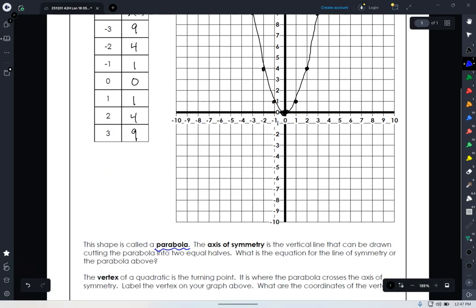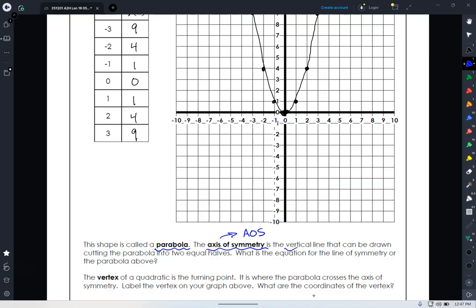And so where our fold line is what we call the axis of symmetry. I'm going to abbreviate this often AOS. You'll see it written like that on your assignments. When I say what is the AOS, I'm asking you for the axis of symmetry. And for all parabolas, that is going to be a vertical line, and it's drawn cutting the parabola into 2 equal halves.